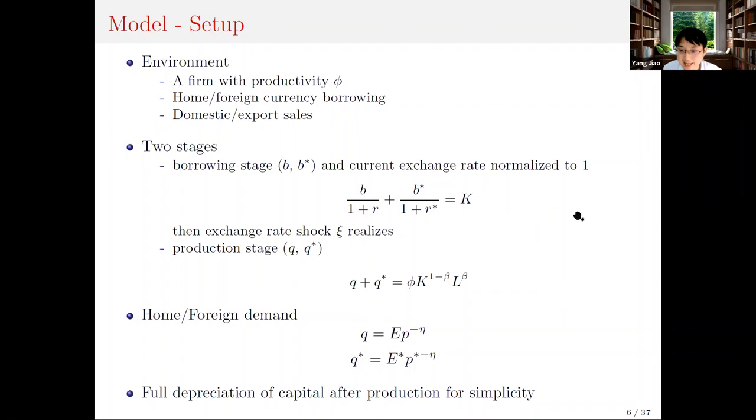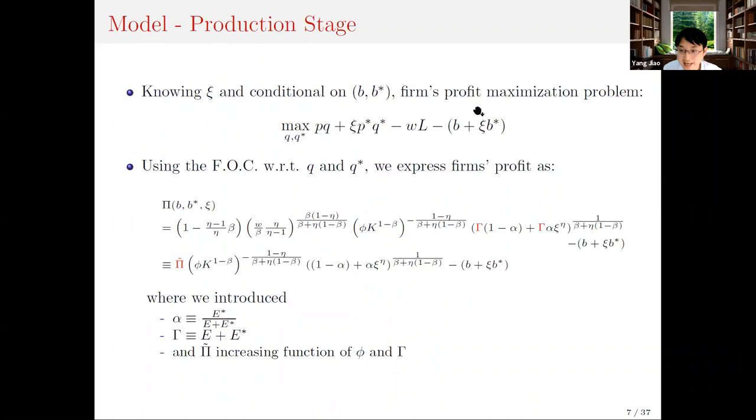of the two stages. So in order to solve the model, we will use a backward manner. Okay? So we essentially start from the second period and then we go back to the first period. In the second period, what does the firm do? The firm already knows this exchange rate shock, right? So this is the realization of the second period exchange rates. And they also already borrowed B and B star. They are already indebted, right? So they borrowed in the first period. So B and B star, they need to pay back in different currencies.